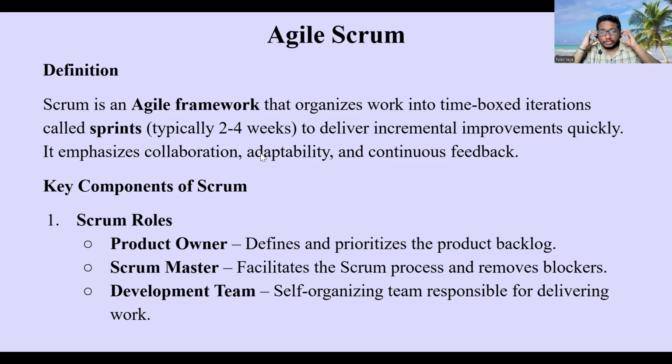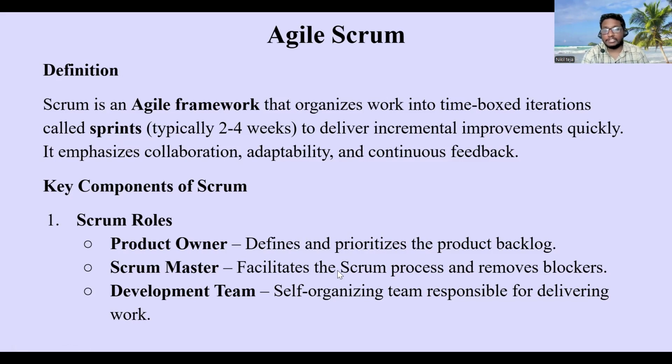Next is key components of Scrum. In Agile Scrum, there will be only three roles, right? There won't be any product manager or business analyst. In Scrum, he will be called a product owner. A business analyst can also be called a product owner when following the Scrum methodology. So the Scrum roles are: first is the product owner. He defines and prioritizes the product backlog, and he represents the customers or the client. So we can call the product owner a business analyst also.